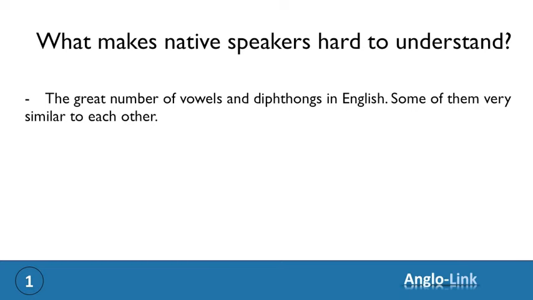There are many words where the consonants are exactly the same, and by changing the vowel sound, the meaning changes. And when these vowel sounds are very similar, and especially if one or the other doesn't exist in your own language, this can make it quite a challenge to understand a native speaker. Let's look at some examples. These are called minimal pairs, by the way. Same consonants, different vowels. Minimal pairs.